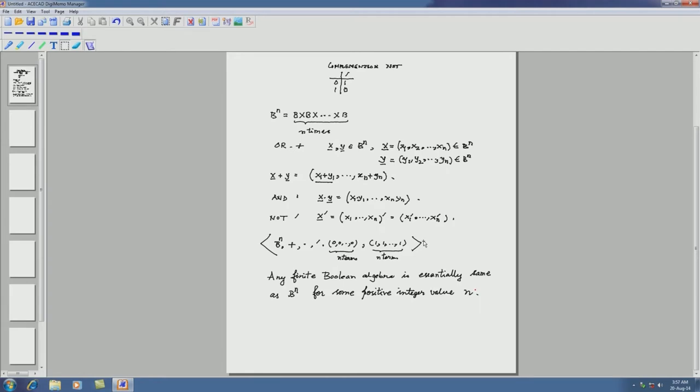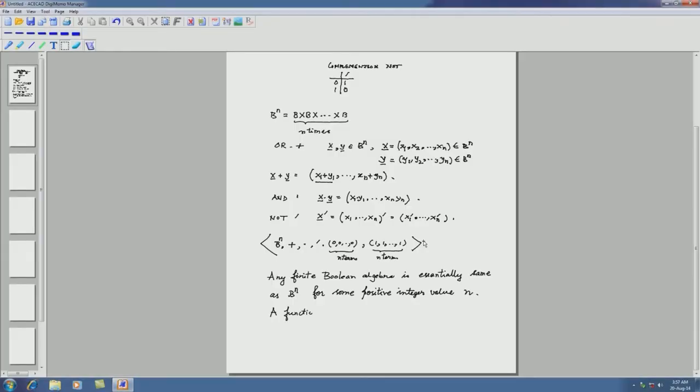Now, we want to define functions over Boolean algebras. The first type of functions that we define, which are called Boolean functions, are functions from Bn to B. A function from Bn to B is said to be a Boolean function. And that is what we are going to study today.